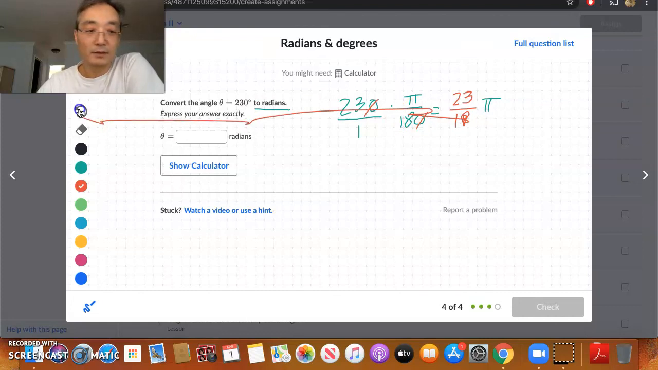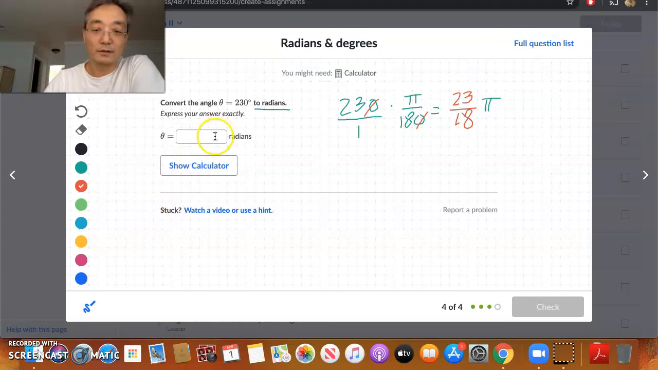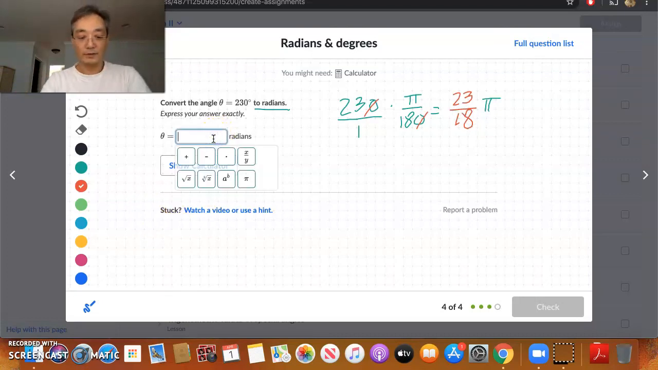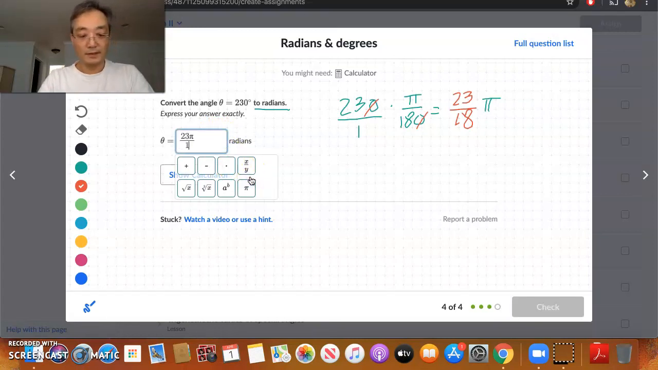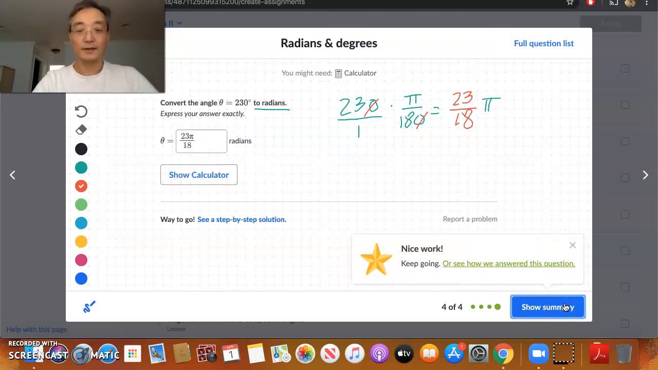Oh boy, again, it's doing this. So 18. Let's come over here and type our answer in. 23 pi divided by 18. And check, and that is correct. Okay, guys? All right, take care.